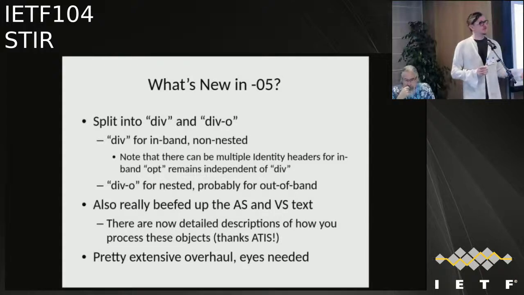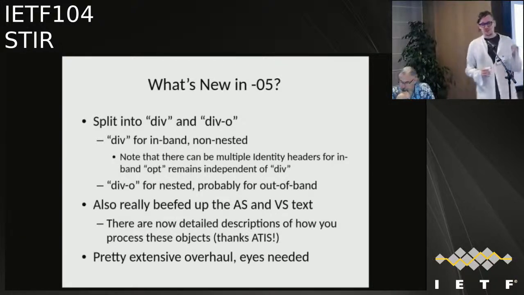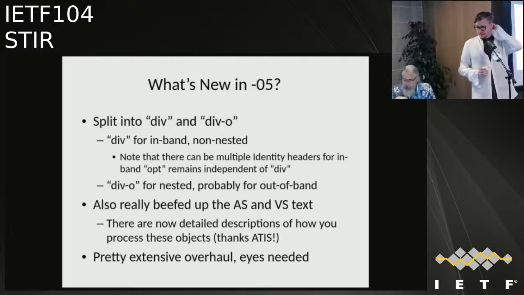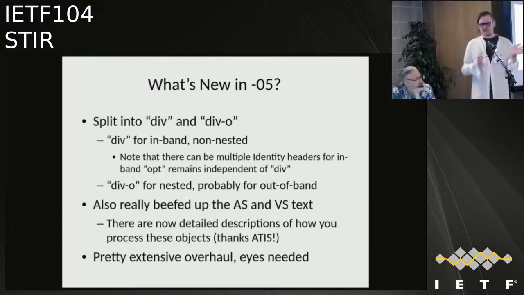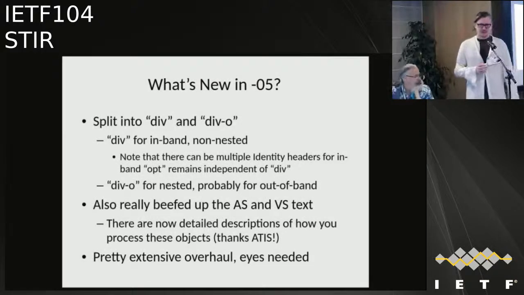We've split the mechanism into two parts. The first part is div, which is for in-band. It's non-nested. In other words, you'll use multiple identity headers for this use case. And then we created this separate div O for nested. That will be used by things like out-of-band, which I'm going to discuss in a moment. This tries to get around some capability negotiation concerns people had if we were going to have both nested and non-nested under div itself. It just seemed cleaner to fork these into two separate passport types.